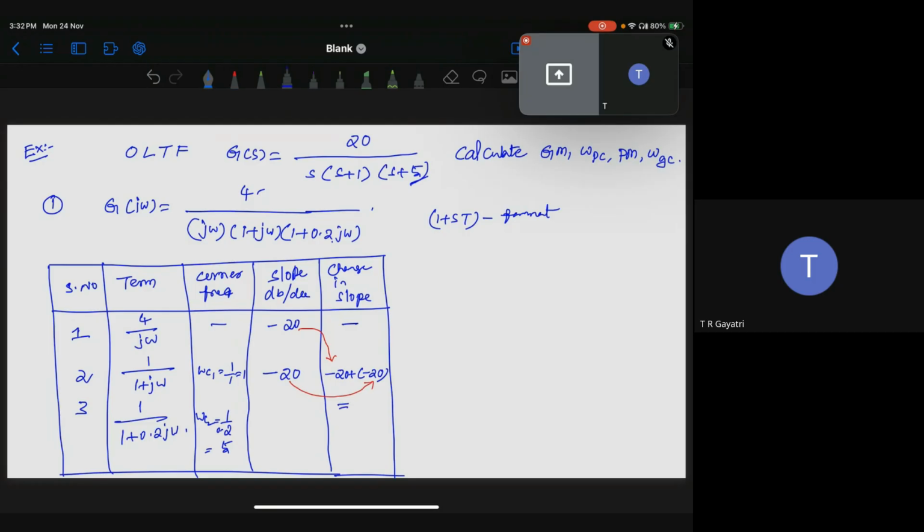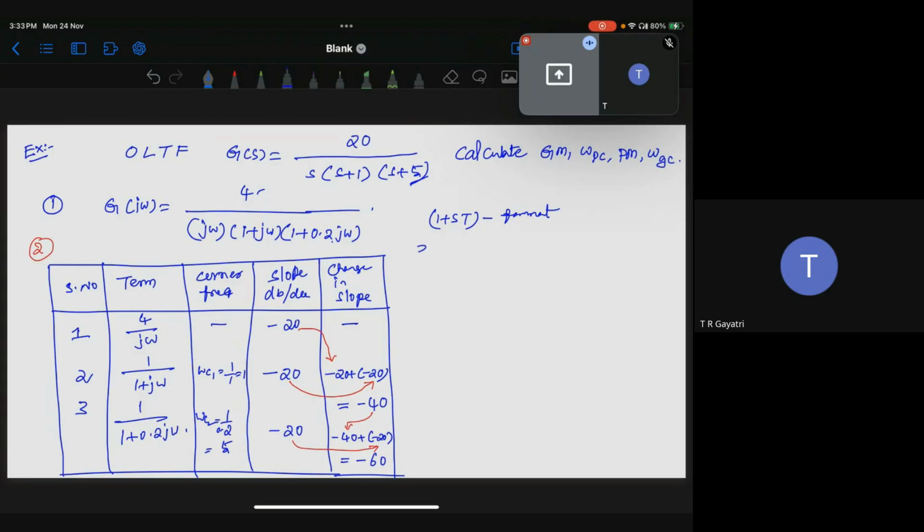Okay, so what is the slope? Minus 40. Similarly, next one is also minus 20 because it is a pole. So what is the resulting? Minus 40 plus minus 20, which is minus 60. Again, same thing. We take this one here and this one here, minus 60. Is this clear? Yes, sir. That is how we will find the change in the slope. Okay, so this is our second step.